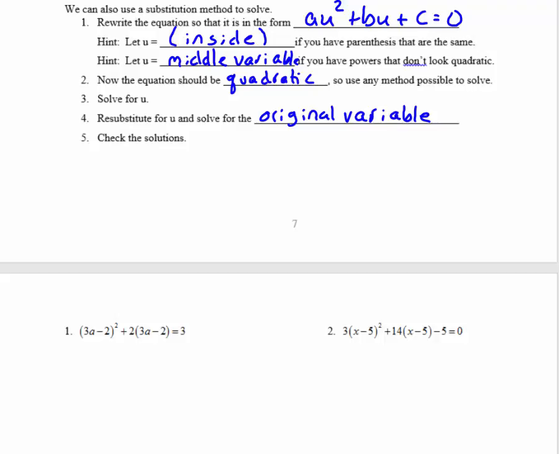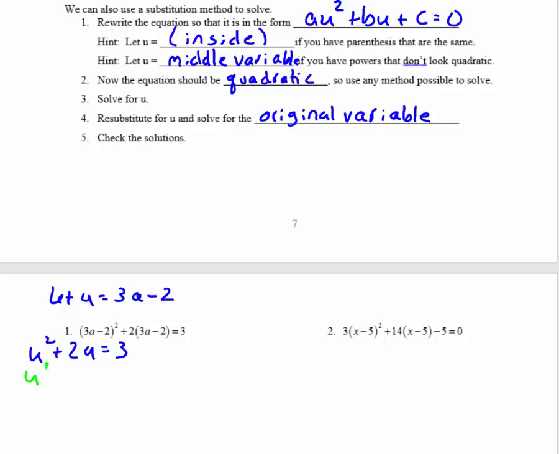So number 1, (3a minus 2) squared plus 2 times (3a minus 2) equals 3. You actually have an old technique. The old technique is to take 3a minus 2, multiply by 3a minus 2, distribute the 2, combine like terms, and all those good things. You could still follow that technique. But if we look at what our hint told us to, it said let u equal what's inside parentheses. So I'm going to let u equal 3a minus 2. If I do so, I'm just going to end up with u squared plus 2u equals 3. And that looks much better to solve.